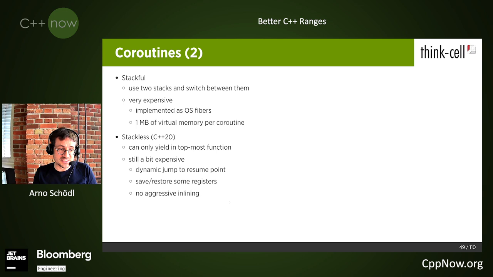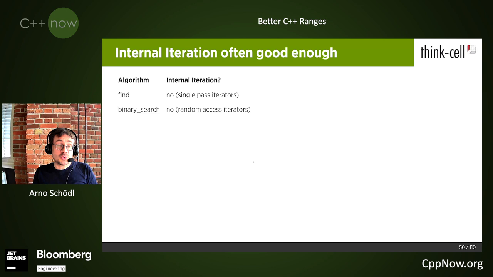Okay, now you can go this route, and I think the standard library is going this route with using coroutines more in connection with iterators. But often it's overkill. It puts a lot of burden on the compiler and makes things more complicated. And internal iteration is often just good enough. So if you are doing an algorithm that is doing a find, then no, you cannot use internal iteration if you want an iterator out. If you want a value out, it's actually okay. You can actually store the value. And then internal iteration is good enough.